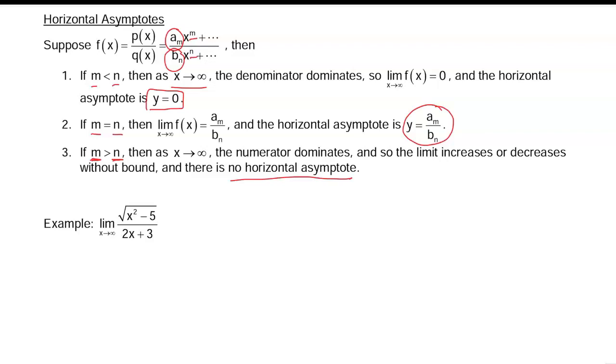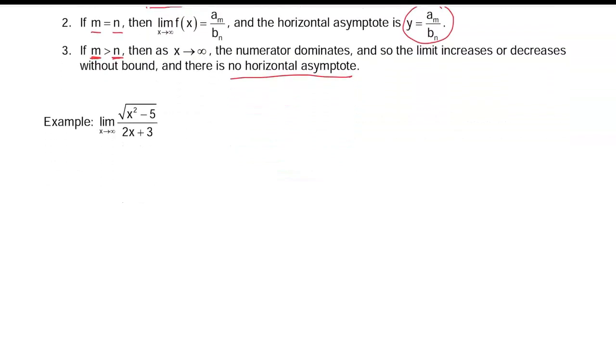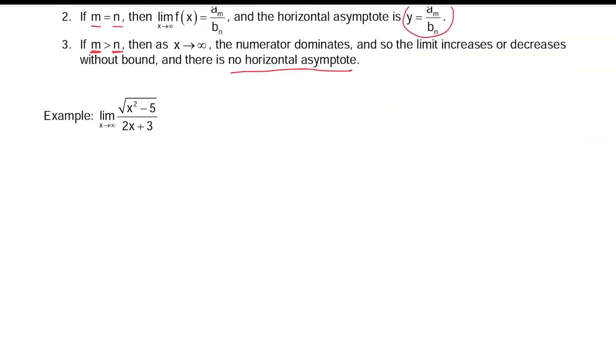I chose another example. This one has the same idea as the last one, but there's a little twist to it. Notice that this looks like there's an x squared in the numerator and an x in the denominator. It looks like the degrees are different, but they're not. In the numerator, we actually have the square root of x squared. So that behaves like an x when you actually graph it.